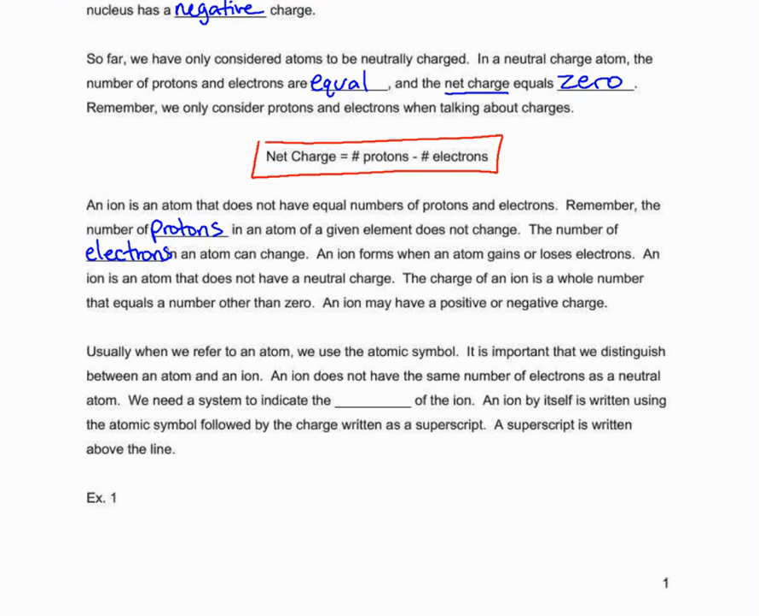So here's what happens. An ion forms when an atom gains or loses electrons. An ion is an atom that does not have a neutral charge. So the charge of an ion is going to be a whole number, and it's going to be a number other than 0. So an ion could have a positive charge, or it could have a negative charge.